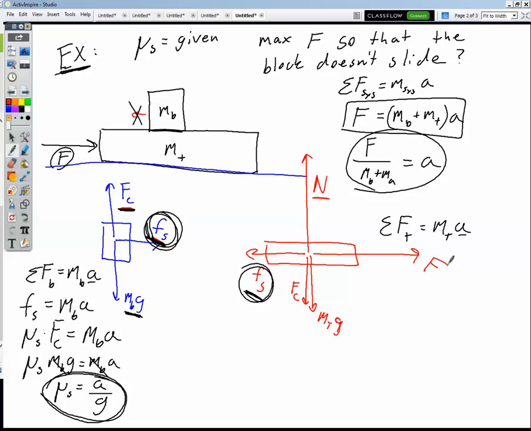So if the block doesn't slide on the book, then the acceleration of the block in this equation is the same as the acceleration of the textbook in this equation. That's a key understanding. If the block does slide on the book, then our static friction becomes kinetic friction, and the two accelerations in our equations for the block and for the textbook will not be the same. And we'll have to deal with that.